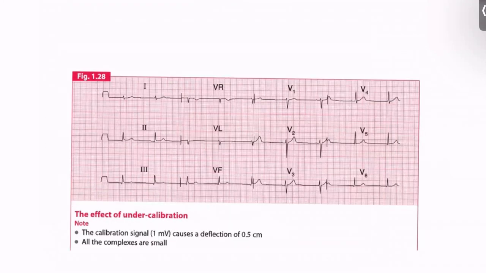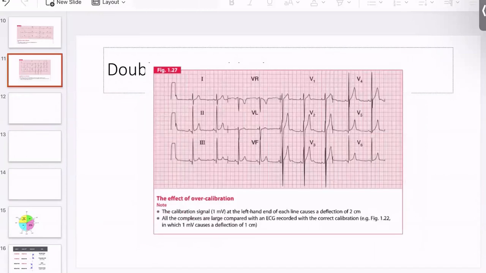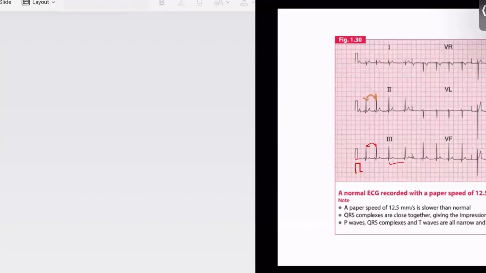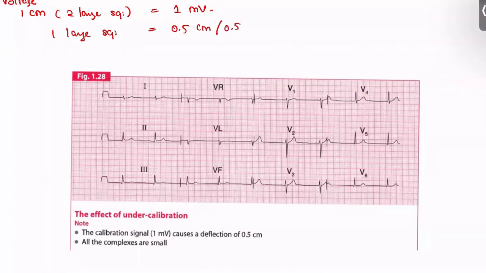For the voltage, 1 centimeter, that is 2 large squares, means 1 millivolt, and 1 large square means half, so 0.5 centimeter or 0.5 millivolt, and 1 small square means 0.1 centimeter or 0.1 millivolt, 1 millimeter.